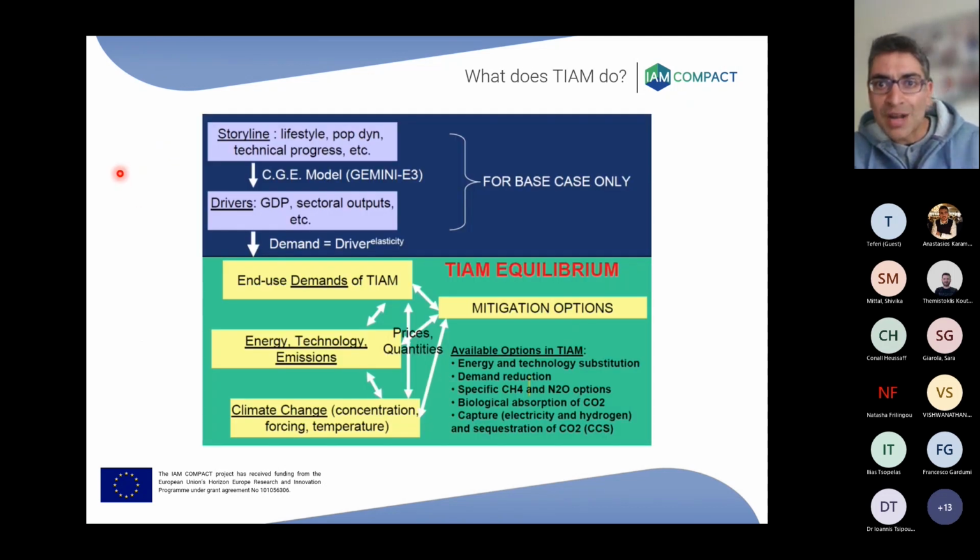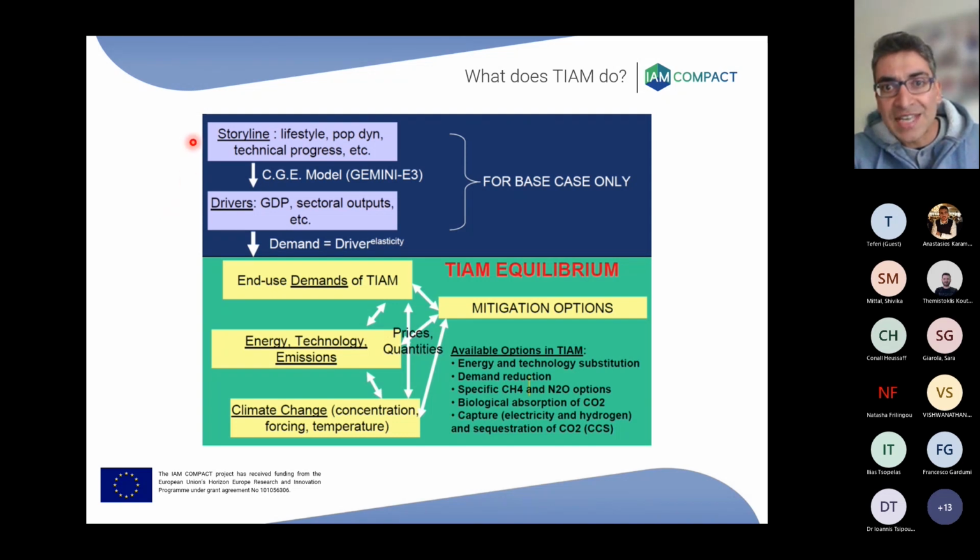What does TIAM do? Well, energy modeling or emissions modeling 101. All of you probably do this, but we start with a storyline, which is generally using exogenous variables like population, dynamics, technical progress, and so on. In the past, that storyline was then converted using a CGE model, GEMINI-E3, into different drivers of things like GDP, sectoral value added, so industry value added, services, and agriculture, and so on.